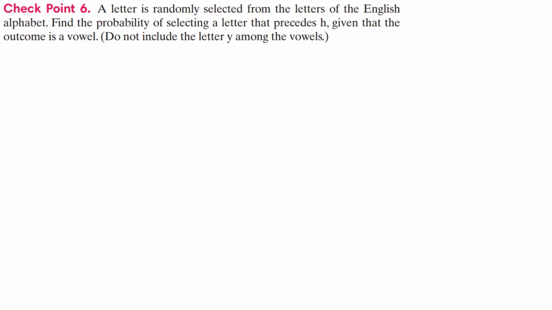So we want the probability of B given A. Well, what is A? A is that we have a vowel. So our sample space in this case is all the vowels: A, E, I, O, and U. That's going to be what happens with A, because that's what we're given. The outcome is a vowel. So those are the outcomes.